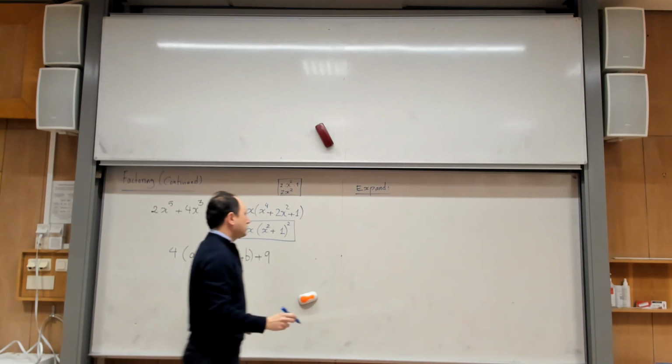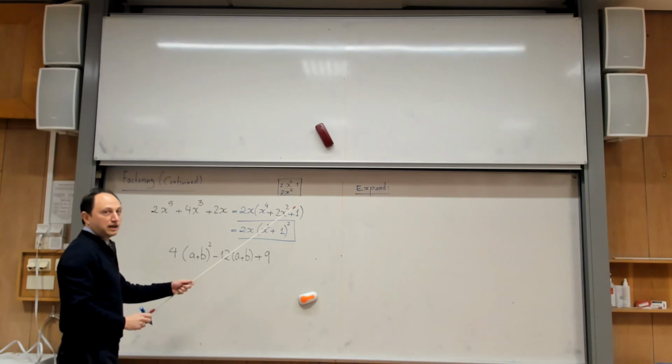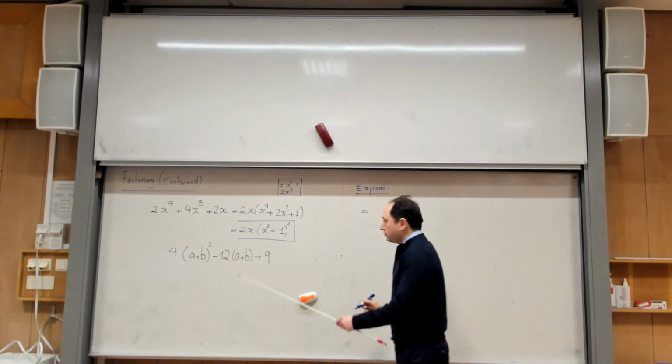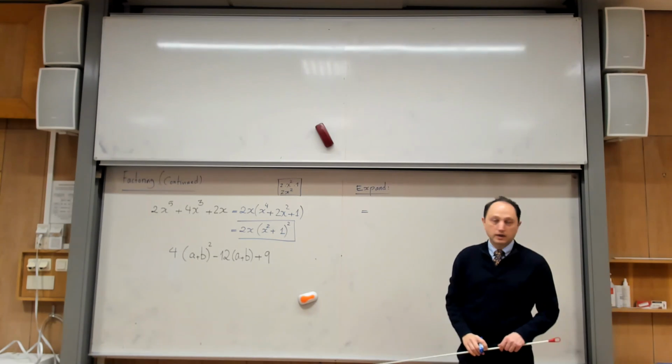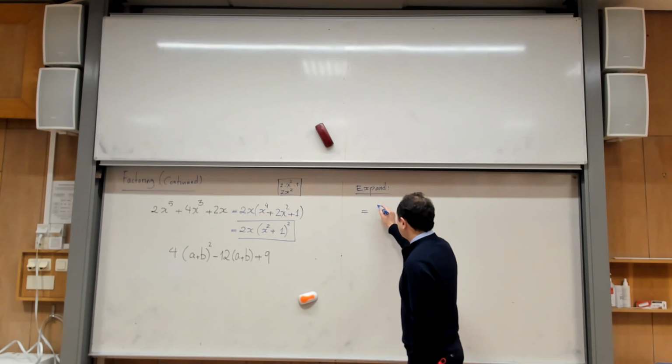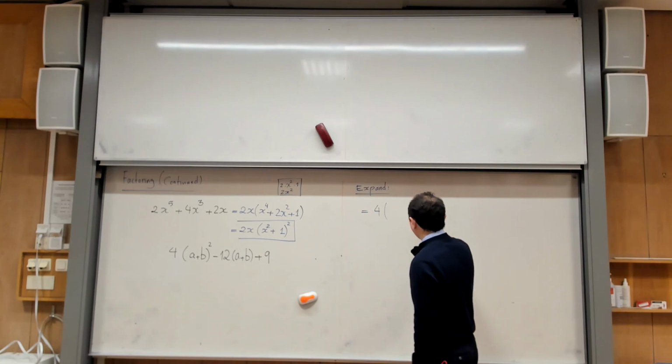I might give you this and ask you to expand that. Then what does it mean? It means that you need to remove all pairs of brackets. So here I use a squaring rule to expand, not to factorize.